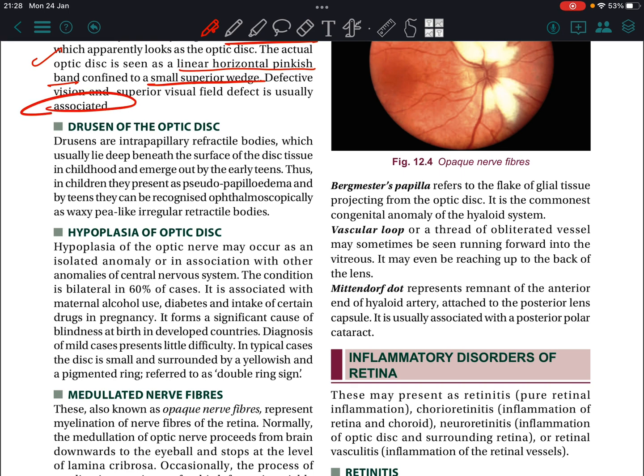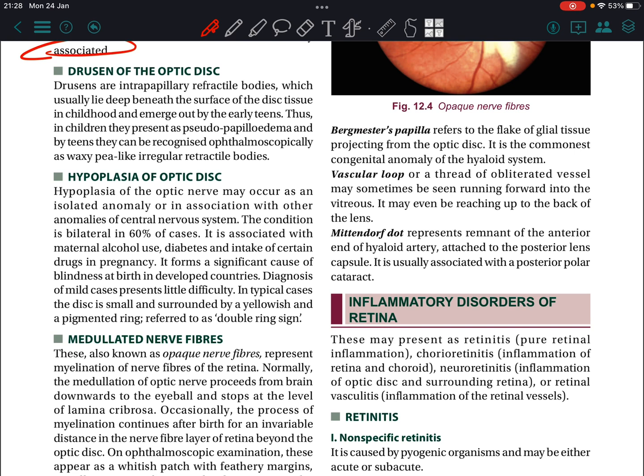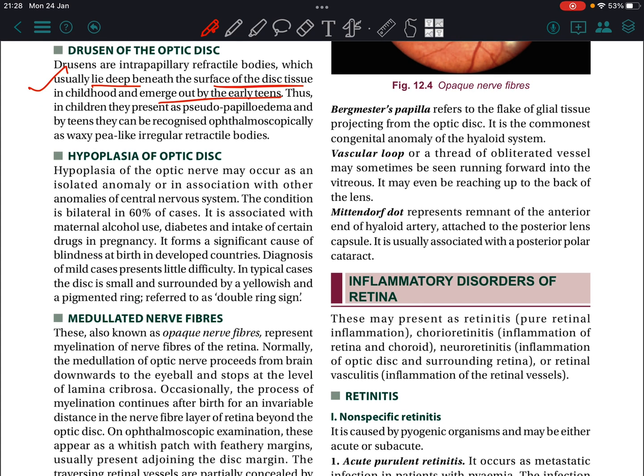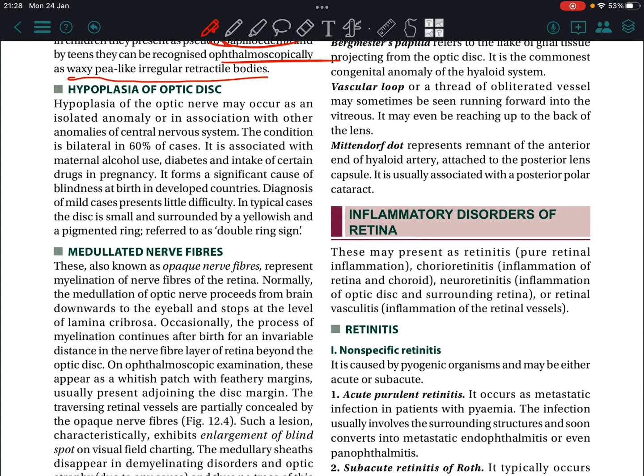Drusen of the optic disc. Drusen are autofluorescent refractile bodies which usually lie deep beneath the surface of the disc tissue in childhood and emerge out by early teens. Thus, in children, they present as pseudopapilloedema, and in teens they can be recognized ophthalmoscopically as waxy, pea-like, irregular refractile bodies. Hypoplasia of optic disc.